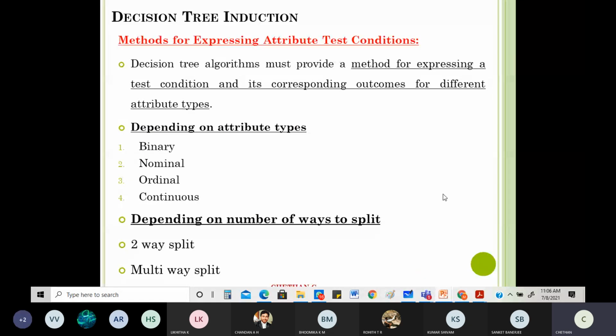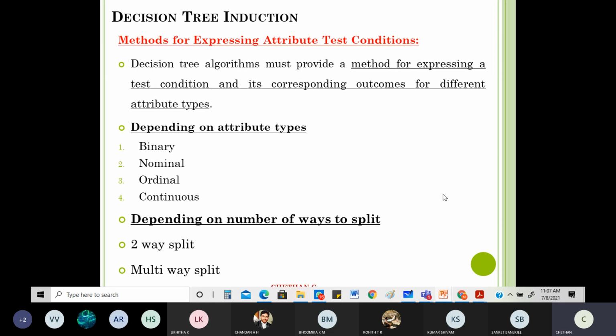Next, the decision tree algorithms must provide a method for expressing a test condition and its corresponding outcomes. In very simple words, you are going to take one condition and based on that condition, you are going to draw the branches of a tree, and those branches will represent the outcomes of that particular condition. So that is the simplest part.